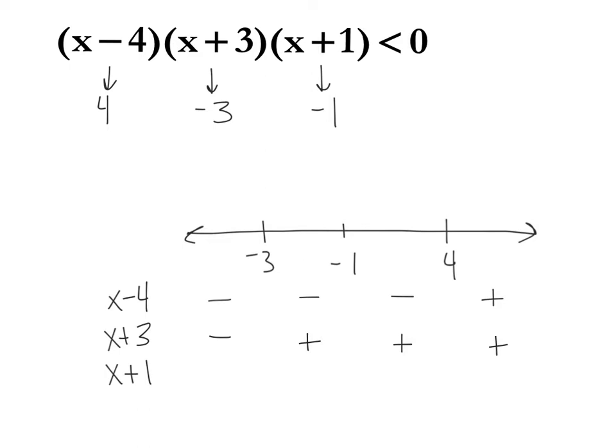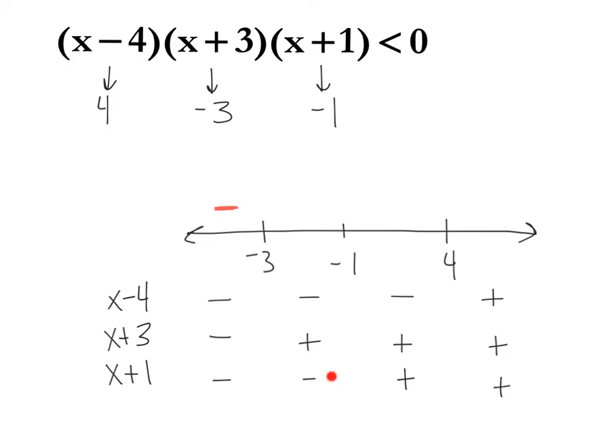The same thing is going to happen for the x plus 1 factor. If I pick a number in this category on the number line, I get a negative sign. If I pick -2, I get a negative sign. If I pick 0, it changes to plus. The reason it changed to plus at the -1 is because that's where the factor came from. And if I pick 5, obviously I have plus again, okay? So let's do a negative times a negative times a negative. That's going to give me a negative, right? So this section of the number line is negative.